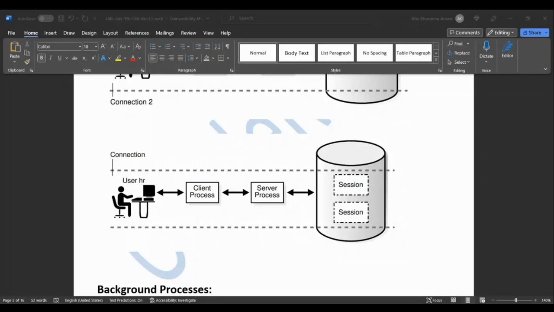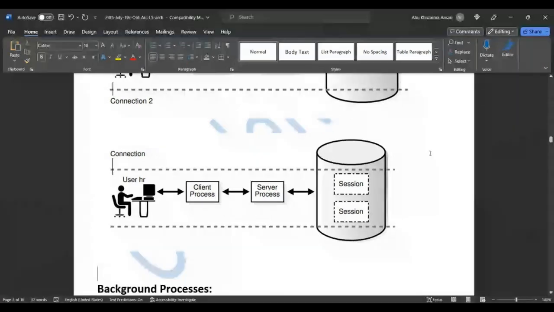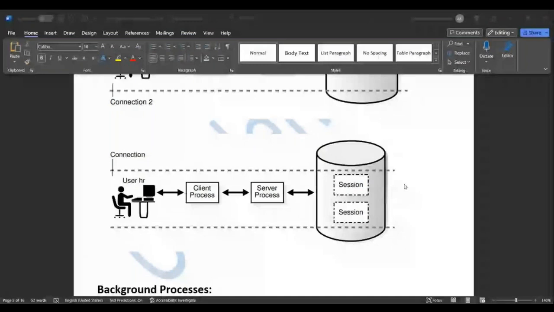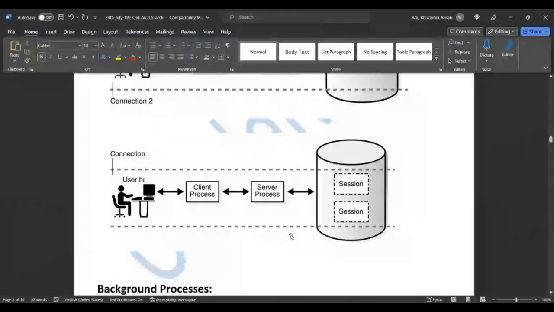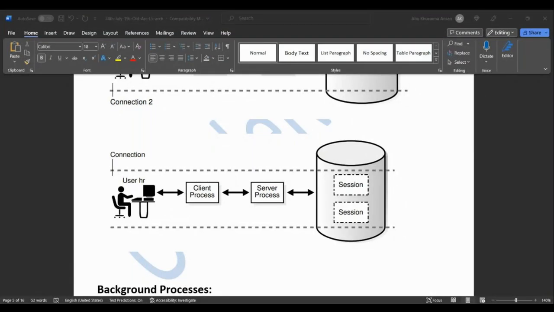So how will you find out connection and session user information? So there is the V$SESSION view actually, where you will find the information about this. Okay, yeah. So server process, basically, who creates the server process in your database?